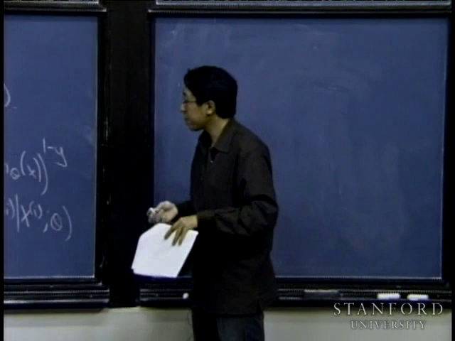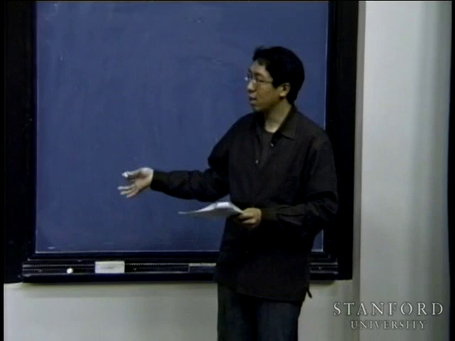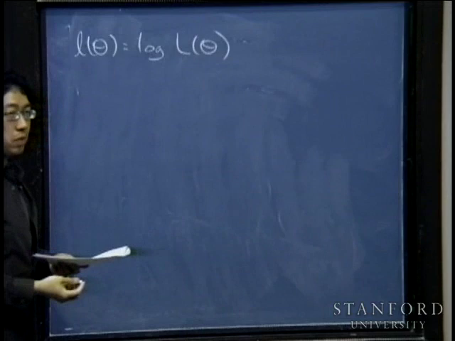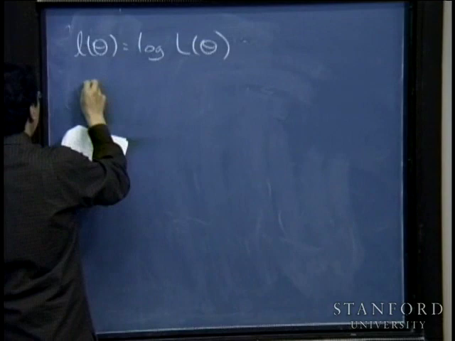As before, let's say we want to find the maximum likelihood estimate of the parameter theta. So we want to find a setting of the parameter theta that maximizes the likelihood L of theta. It turns out that very often it's much easier to maximize the log of the likelihood rather than the likelihood itself. And so the log likelihood, lowercase l of theta, is just the log of capital L. This will therefore be the sum of this.